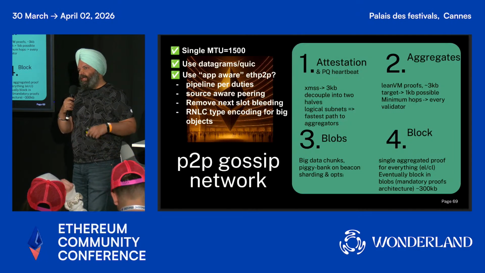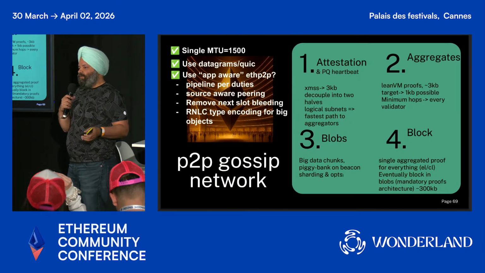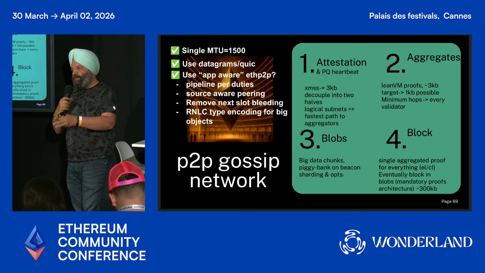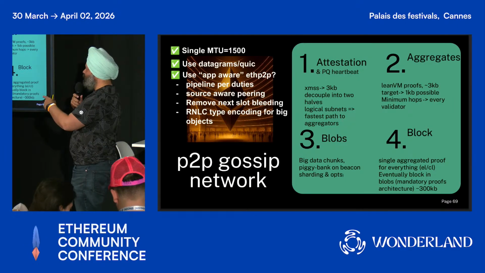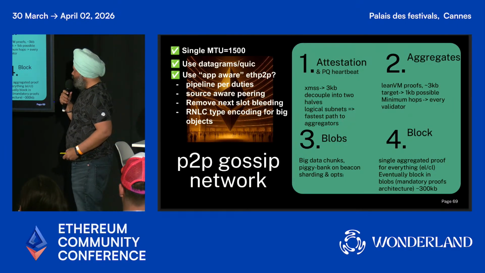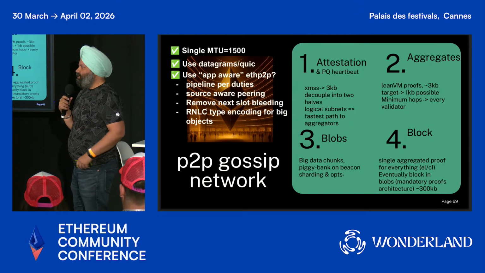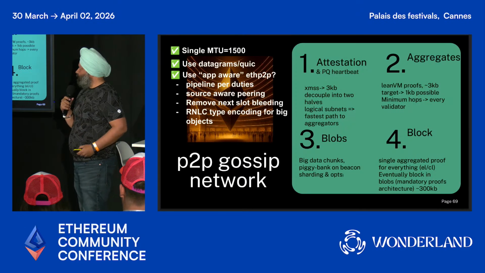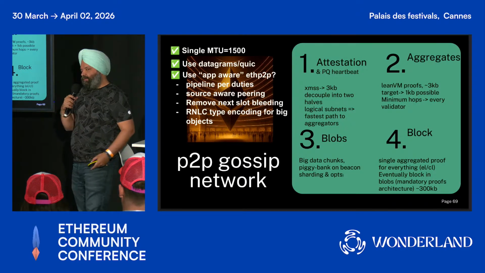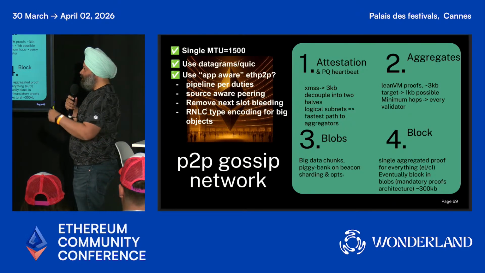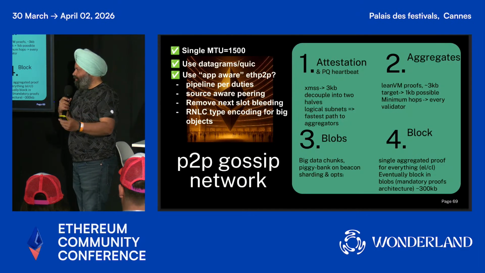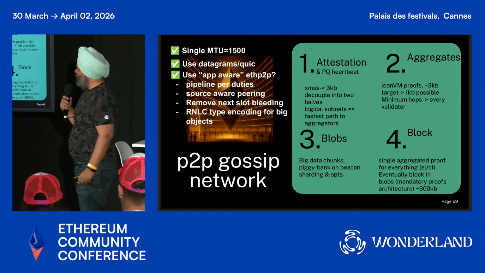If you don't know about next slot bidding, what happens is that gossip objects of the previous slot are still being distributed in the current slot. That is what next slot bidding is. And we want RLNC-type encoding for big objects like blocks and blobs. Eventually, blocks will also come in blobs, which is the long-term plan. So in the end, everything is blobs.